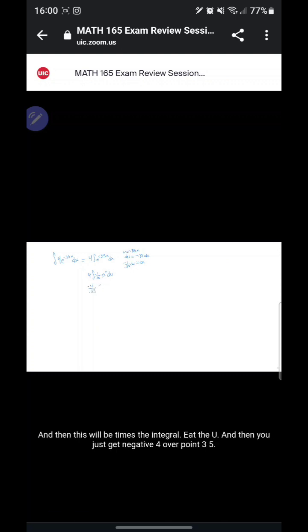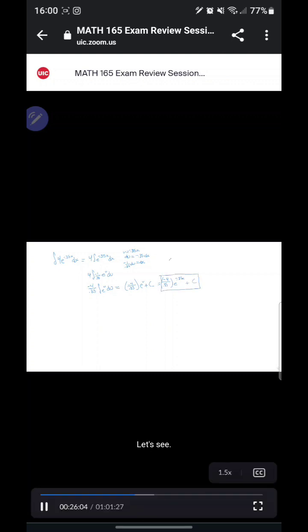And then this will be times the integral e to the u du. And then you just get negative 4 over 0.35 times e to the u plus c. And then you can just plug that back in for u, right? So you get negative 4 over 0.35 e to the negative 0.35x. Let's see. Cool.